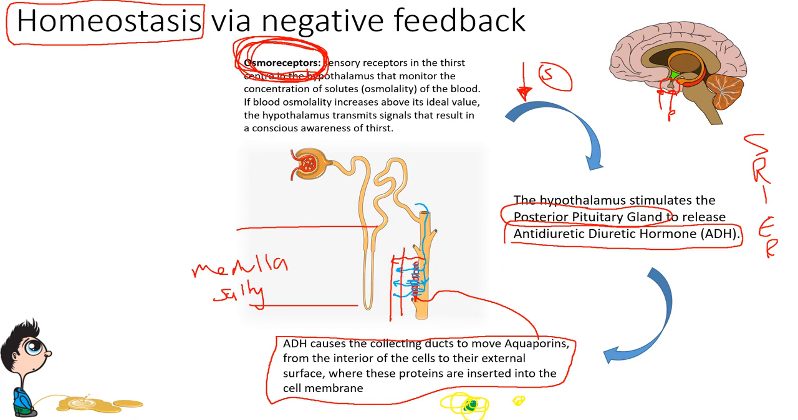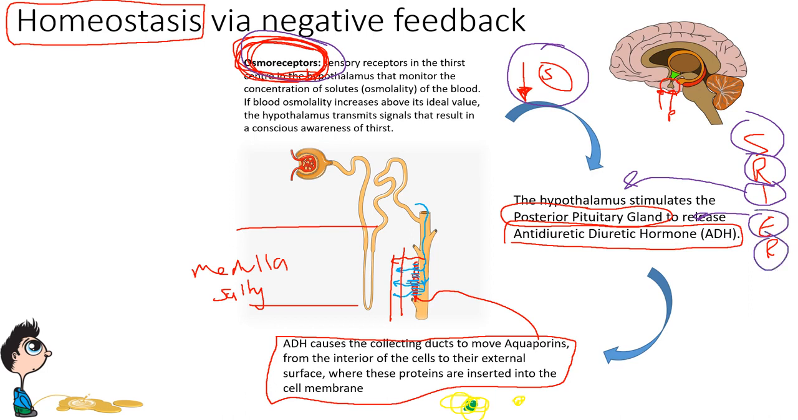Stimulus, we are dehydrated. Receptor, osmoreceptors in the hypothalamus cause the integrator, i.e. the posterior pituitary gland, to release antidiuretic hormone, which is the effector. The response is that aquaporins are placed on the cell membrane of the collecting duct, which, as water travels down the collecting duct, means that water is recycled back into the body so that we are not losing excess water, and therefore has the response of increasing our hydration levels back to the set point.